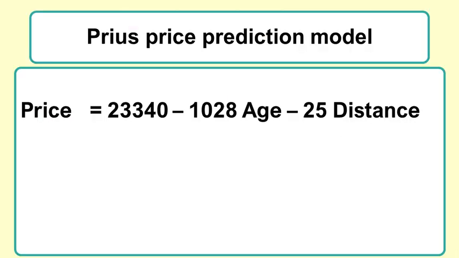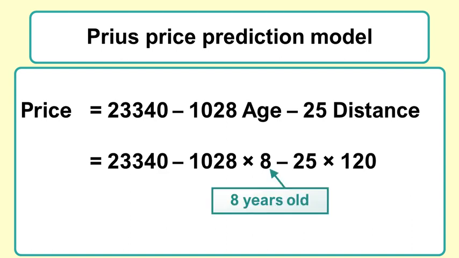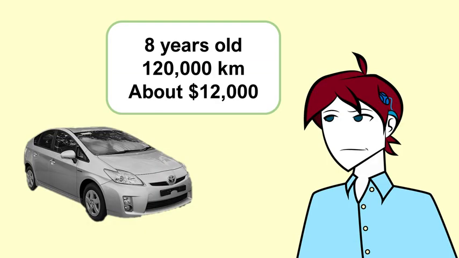We put the figures into the formula and get 23,340 minus 1,028 times 8 minus 25 times 120. This comes to 12,116, which we will round to 12,000. This is probably a fair price for Luke's Prius.